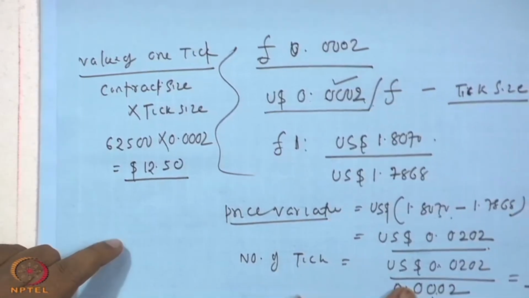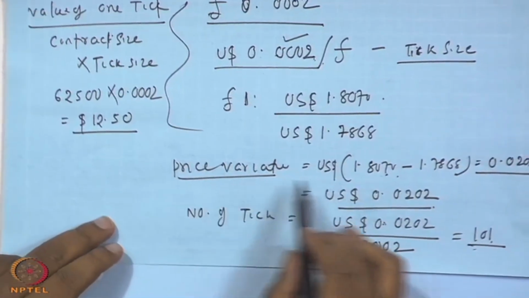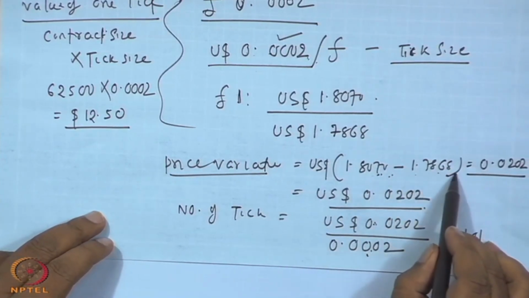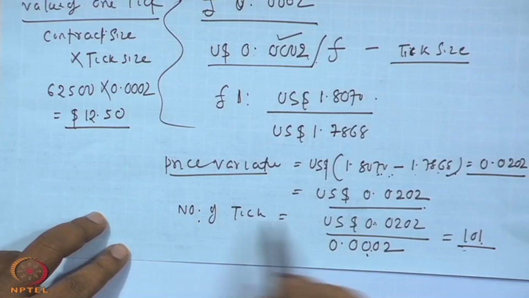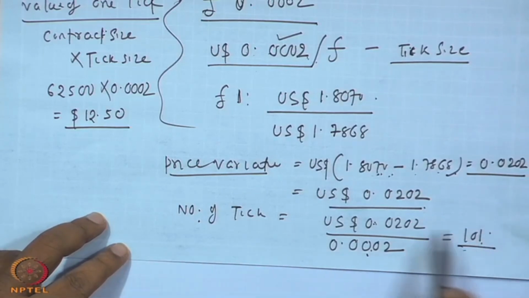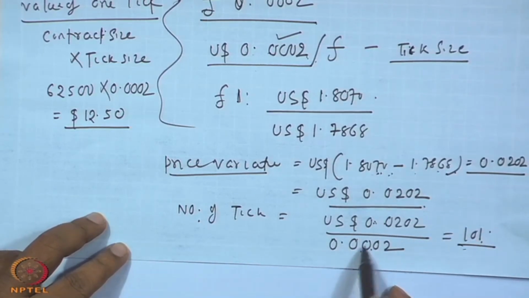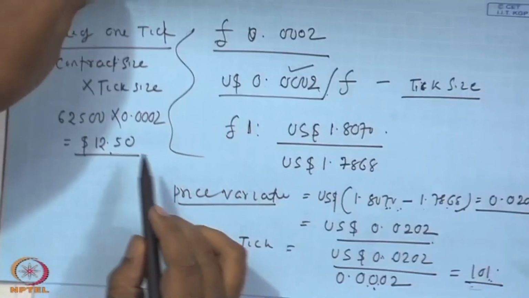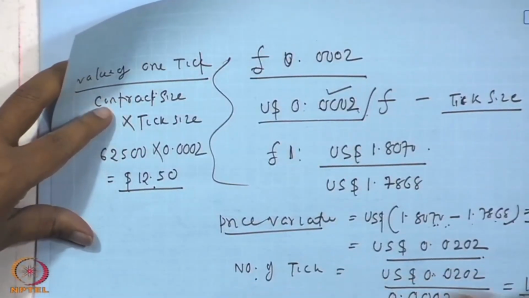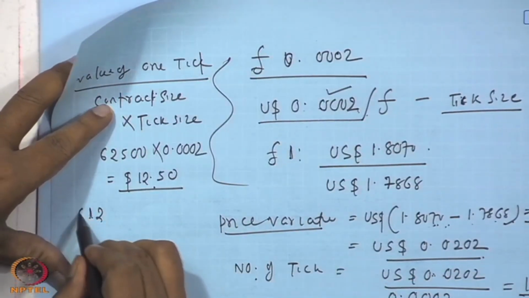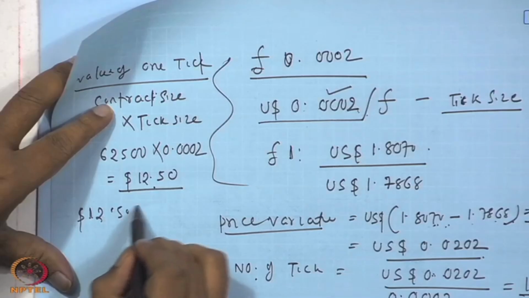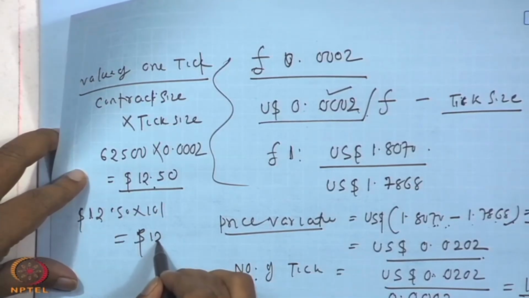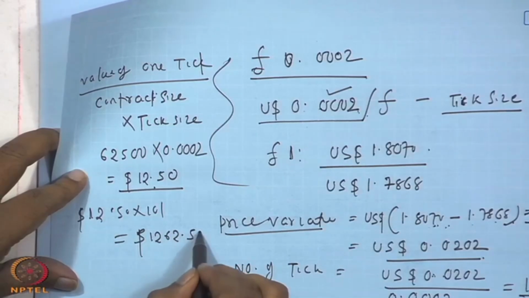But with the variation of US dollar per pound sterling from 1.8070 to 1.7868, we have got how many ticks? We have got 101 ticks. We calculated it as the price variation divided by tick size, giving 101 ticks, and one tick is 12.50. So, what is the value of 101 ticks? Multiply 12.50 into 101, and the value is US dollar 1262.50.